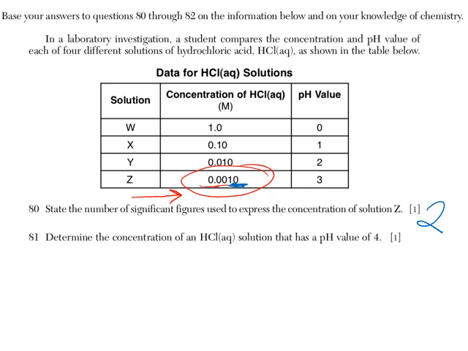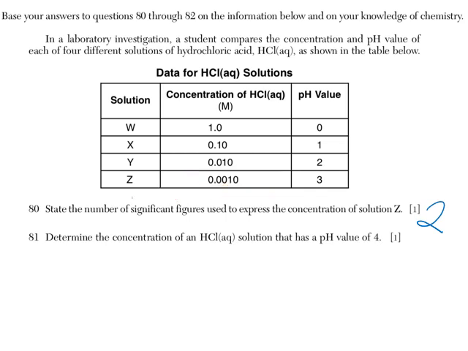If there was no decimal, I would start looking at it from the right side, from the Atlantic side, A for absent, A for Atlantic, and I would have, again, once I see a non-zero, anything after that are all significant. Number 81 says, determine the concentration of an HCl solution that has a pH value of 4.